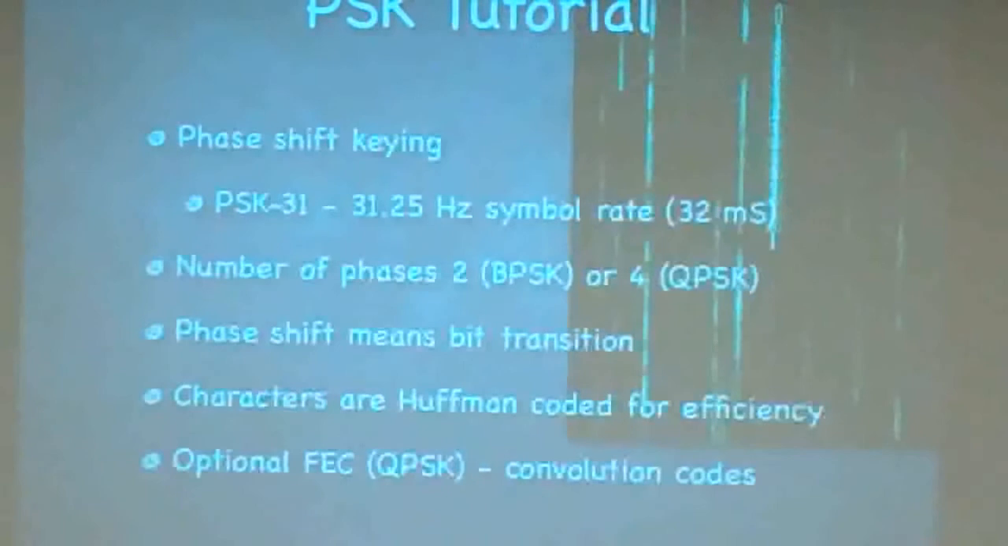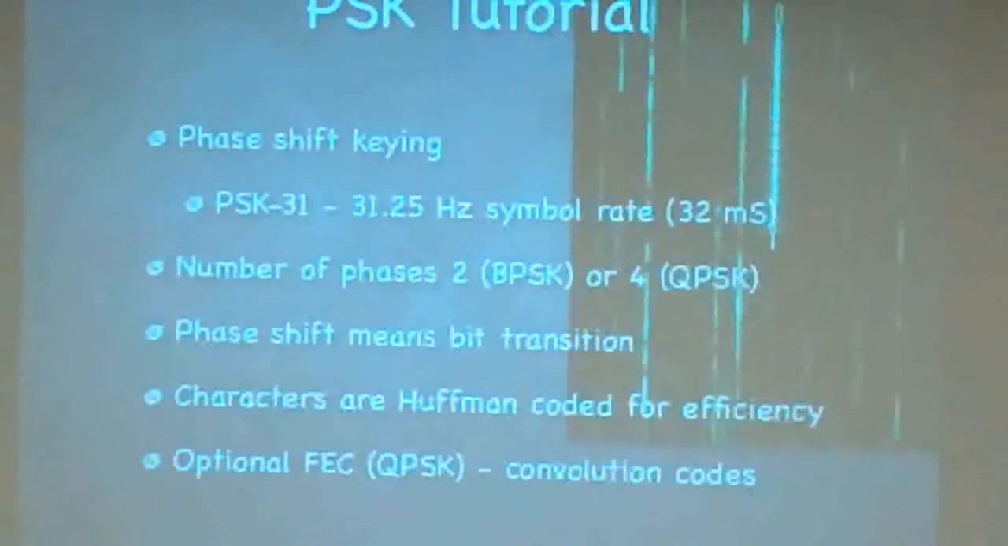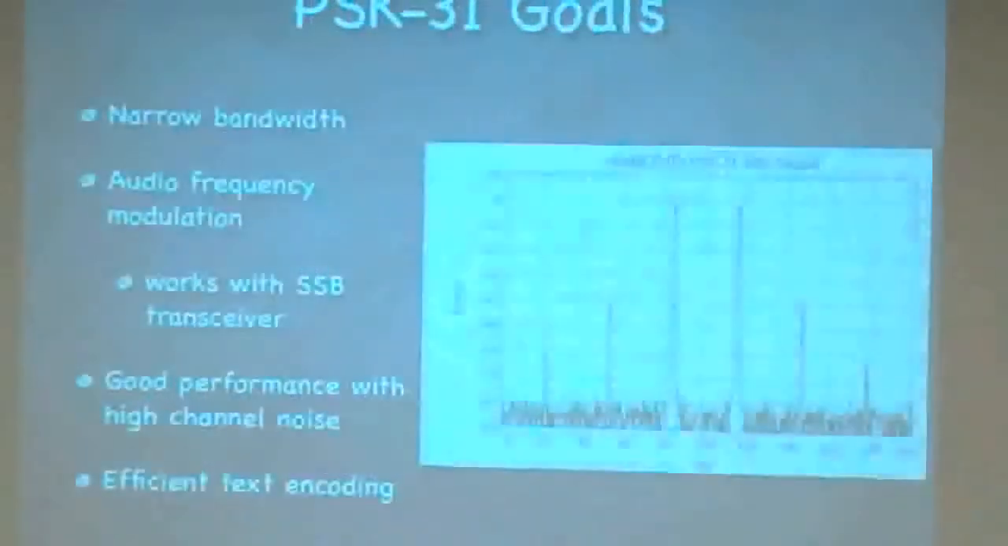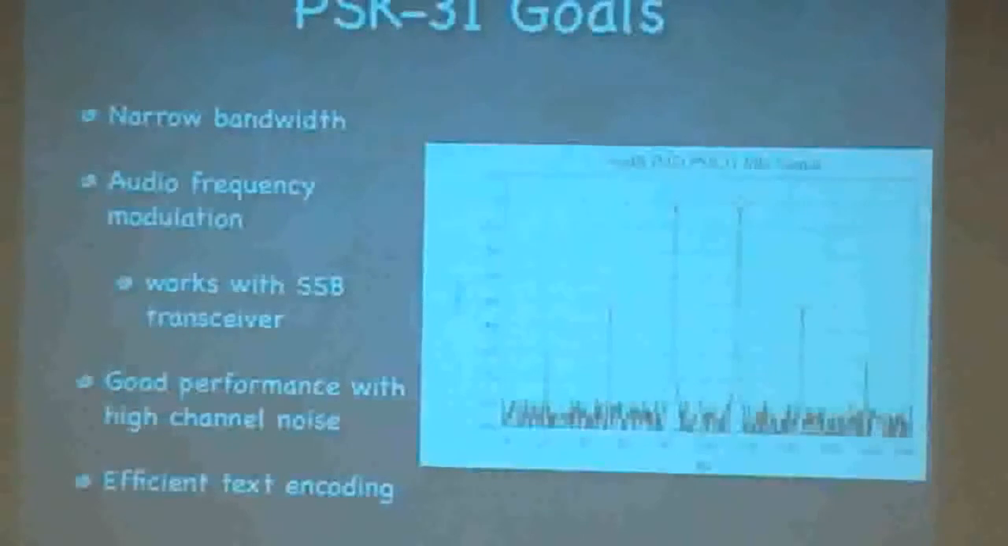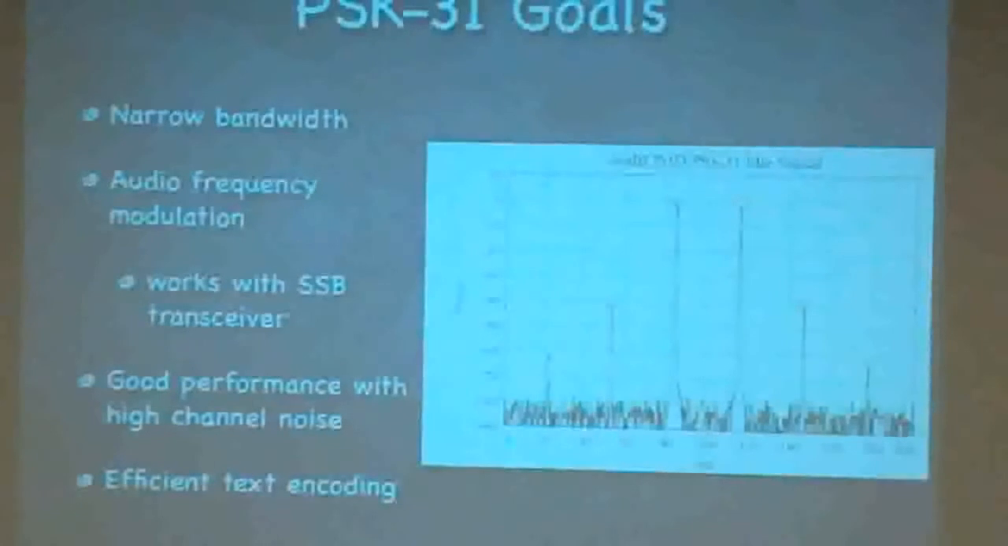And each phase shift means that we're going to change a bit from a 1 to a 0 or a 0 to a 1 or something like that. We put the characters in a sort of a compression that is based on the frequency of the characters that are in use as we type English words. And in some cases, if we use QPSK, which is quadrature phased, we use forward error correction in the form of convolution codes. So the goal, I infer from reading the original documents on PSK, of the person who eventually invented it was to have a narrowband mode that fit in the audio pass band of radios. Basically would work with a single sideband transceiver.